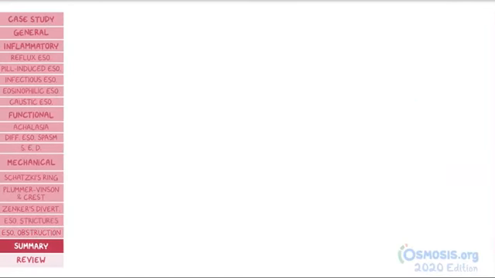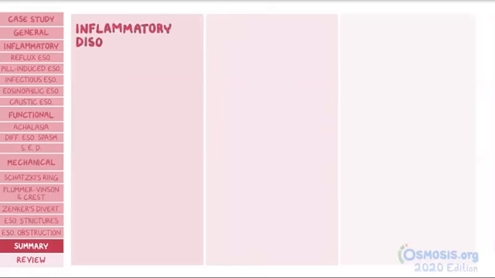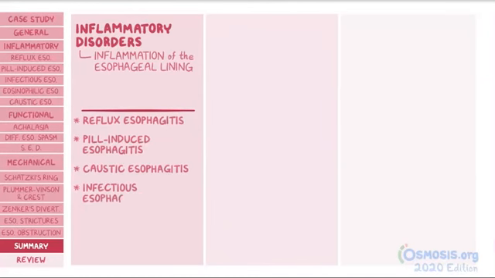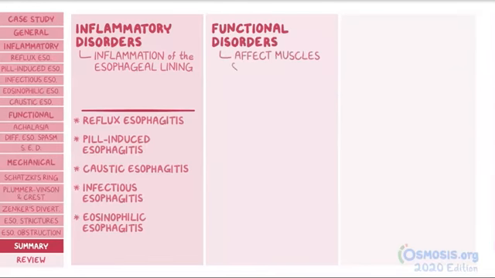Alright, as a quick recap. Inflammatory esophageal disorders, also known as esophagitis, are characterized by an inflammation of the esophageal lining, and they include reflux esophagitis, pill-induced esophagitis, caustic esophagitis, infectious esophagitis, and eosinophilic esophagitis. Functional esophageal disorders affect the muscles and nerves that control the motility of the esophagus, and they typically cause intermittent dysphagia for solids and liquids.